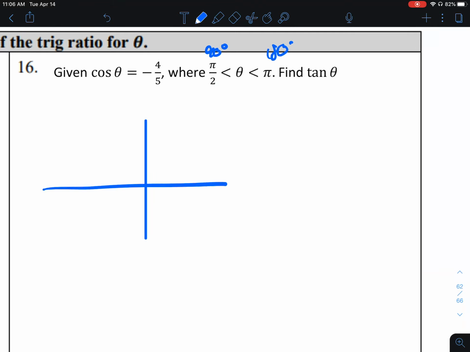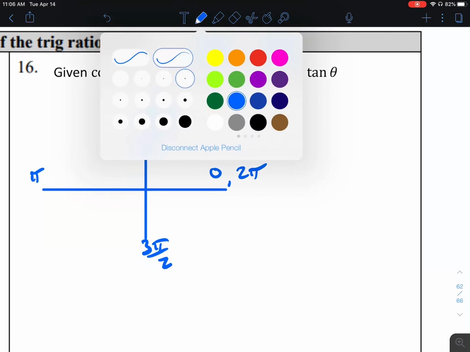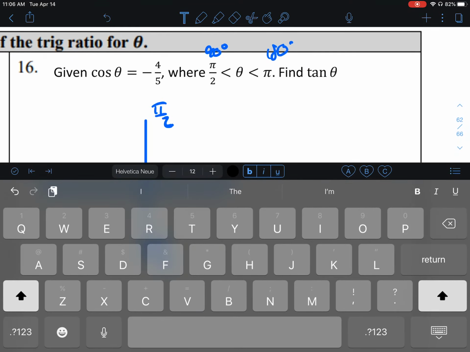Let me draw this. This is 0. This is pi over 2. This is pi. This is 3 pi over 2. And this is 2 pi. Makes a complete revolution. So we know that we're in quadrant 2 because it says that we're falling between pi over 2 and pi. So that's got to be in here someplace.